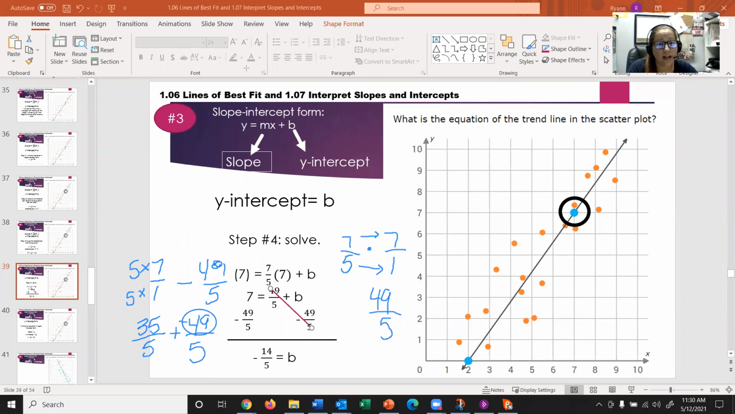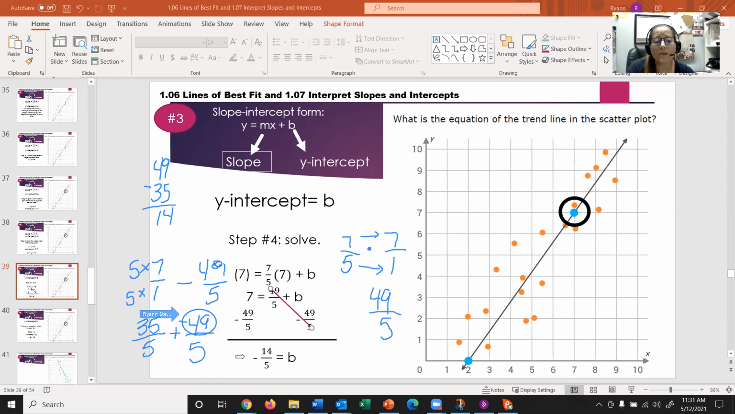Okay, and then we would subtract 49 minus 35 is going to give us 14. 9 minus 5 is 4. 4 minus 3 is 1. And we would get the 14. But then we're going to go back, just like with integer rules, and we're going to say that the bigger number that we circled was a negative number. And that's how we got a negative 14 over 5.